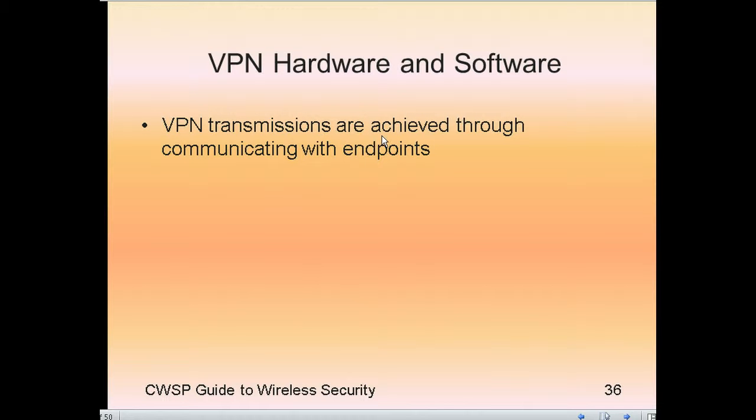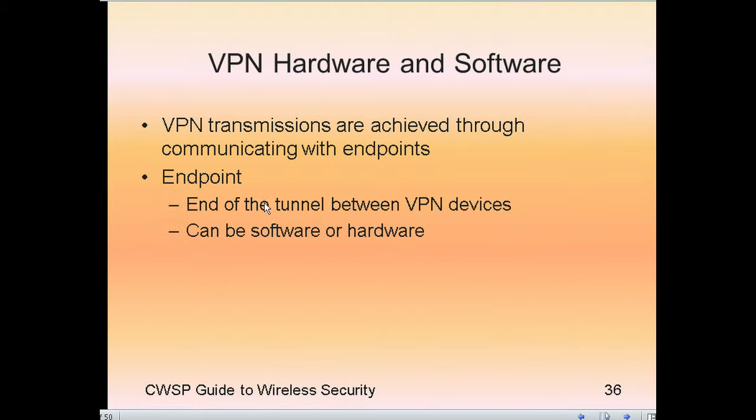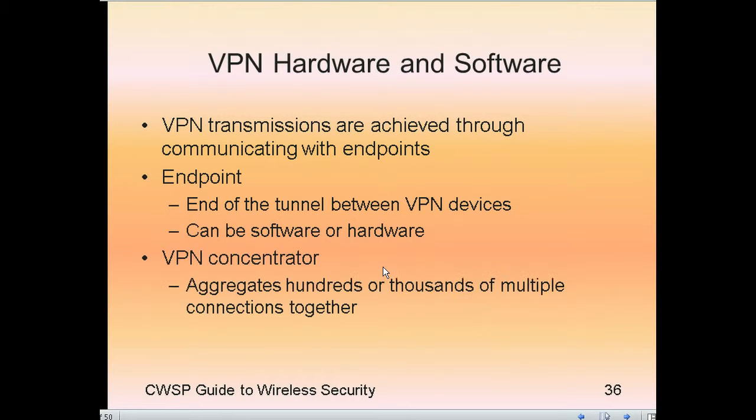Hardware and software VPNs can be achieved through communicating with endpoints. It can be a tunnel between VPN devices. It can also be software. You can create a VPN between two Windows XP machines, two Windows 7 machines, two Windows Server machines, however you want to configure it.